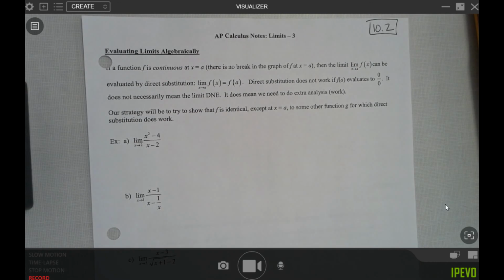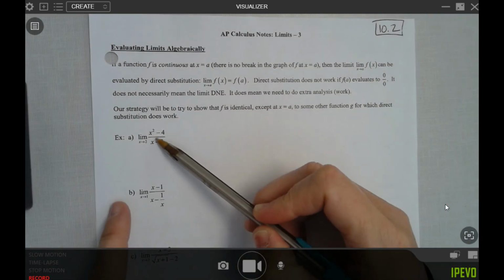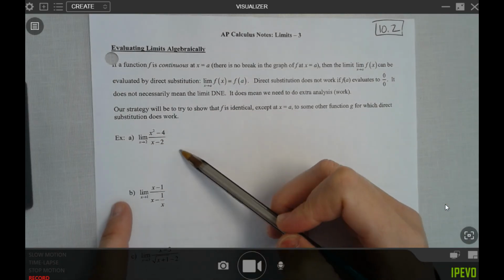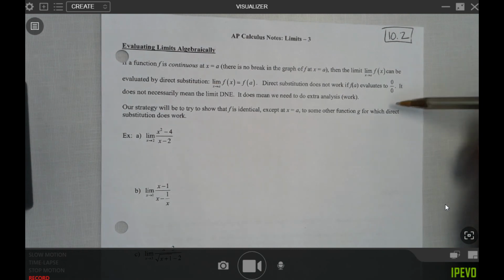All right, so today we're going to be evaluating limits algebraically. Yesterday we talked about what it looks like when we have a graph. Today it's going to look like when we have the function. Remember yesterday when I had a problem like this and we tried to directly substitute it, we got 0 over 0. If you get 0 over 0, remember I said that it does not work.